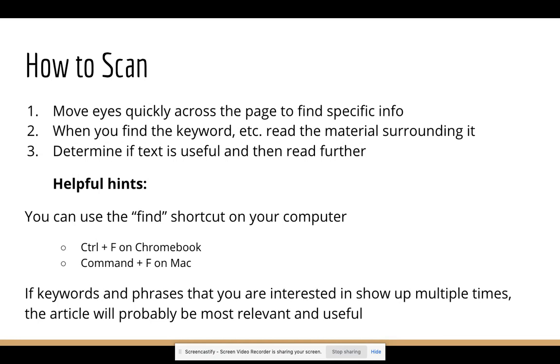So how do I do this? I'm going to move my eyes quickly across the page to find information. You're moving your eyes horizontally as much as up and down vertically, as much as you are side to side. So again, you're not reading every word. You're trying to pick up where these words show up on the page. If you have a hard copy of the text, using a highlighter is really helpful. Or you can highlight the words in a Google Doc or some other annotation software that you have.